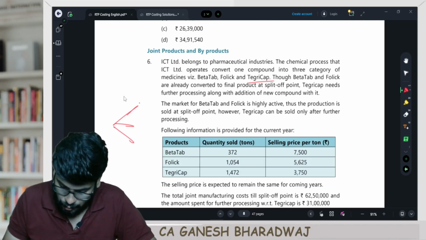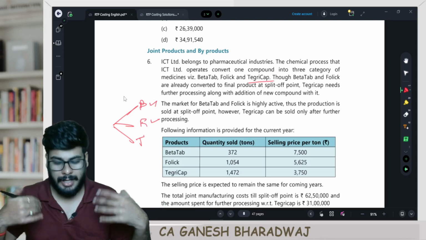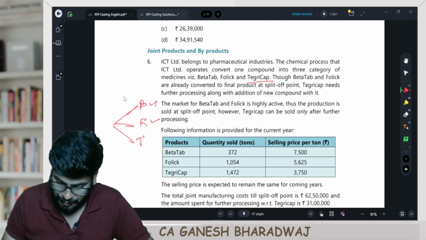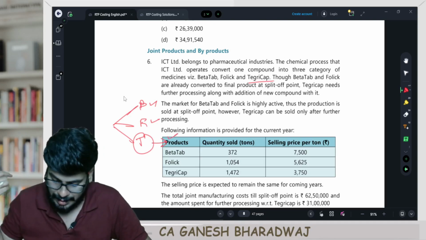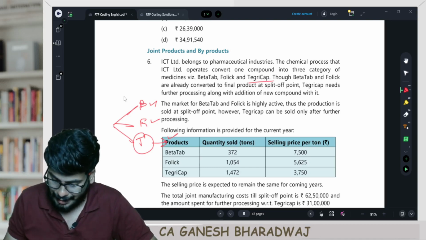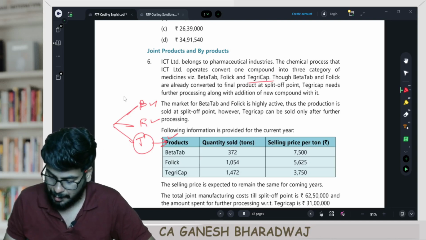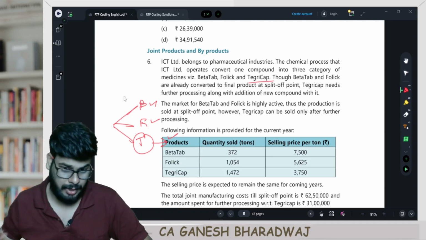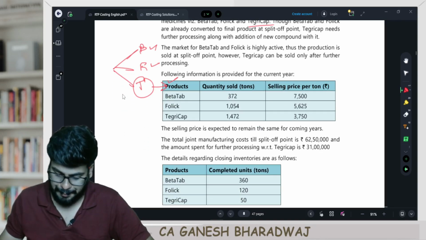Beta tab and folic are already converted to final product at the split off point. Tegricap needs further processing along with addition of a new compound. So the B and F are already converted into FG at the split off point itself. The product T alone requires further processing for you to be able to sell it, right? The market for beta tab and folic is highly active, thus the production is sold at the split off point. However, tegricap can be sold only after further processing it. Perfect. The following information is provided for the current year.